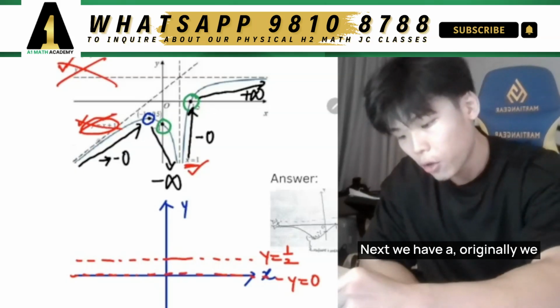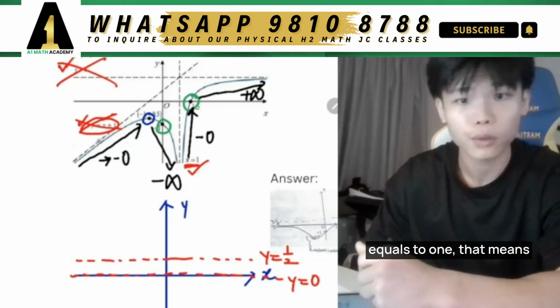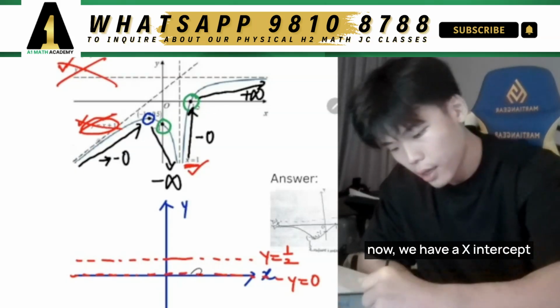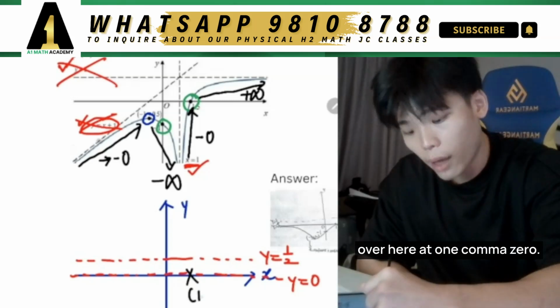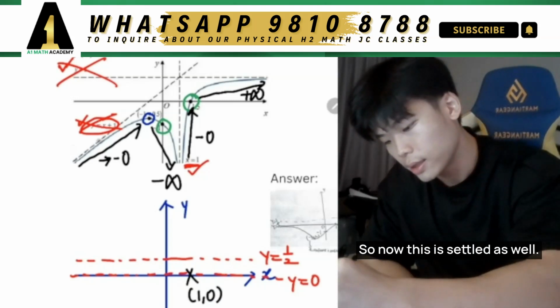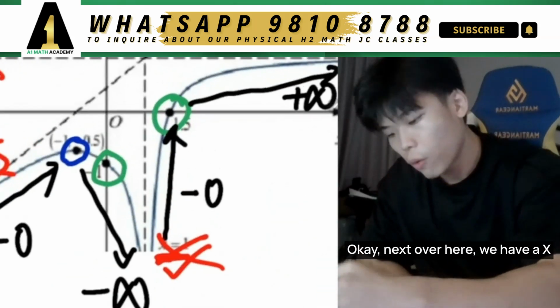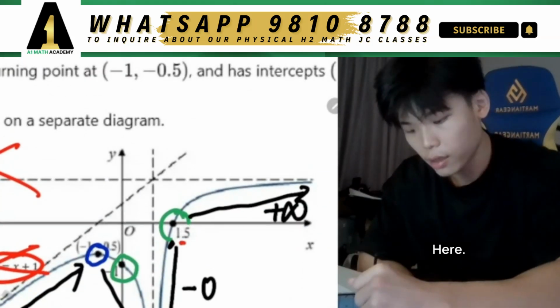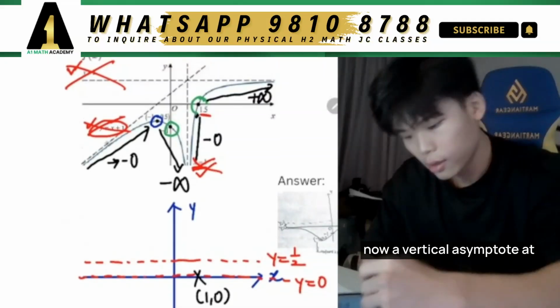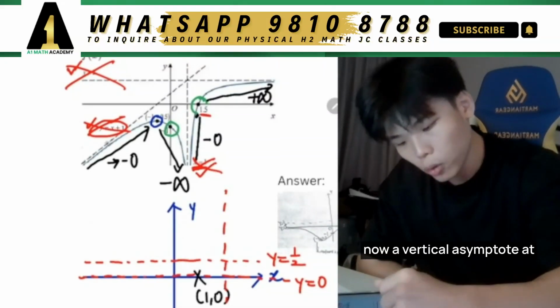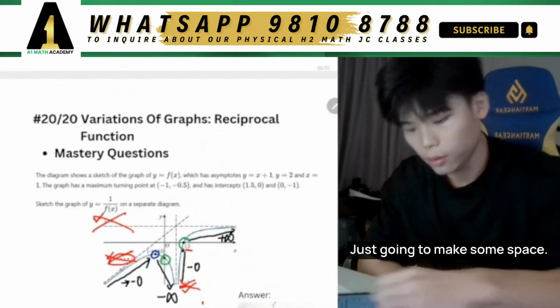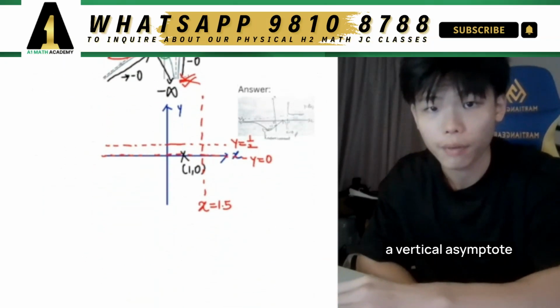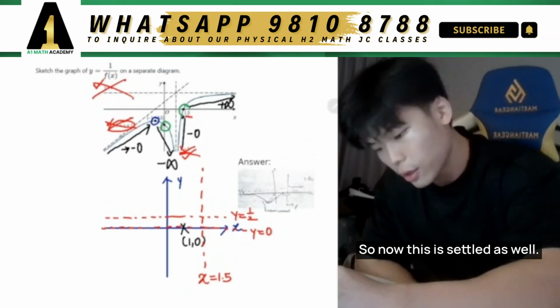Next, originally we have a vertical asymptote x equals 1. That means now we have an x-intercept over here at (1, 0). So now this is settled as well. Okay, next, over here we have an x-intercept at 1.5. So that means we will now have a vertical asymptote at x equals 1.5. I'm just going to make some space. Yeah, we're going to have a vertical asymptote at x equals 1.5. So now this is settled as well.